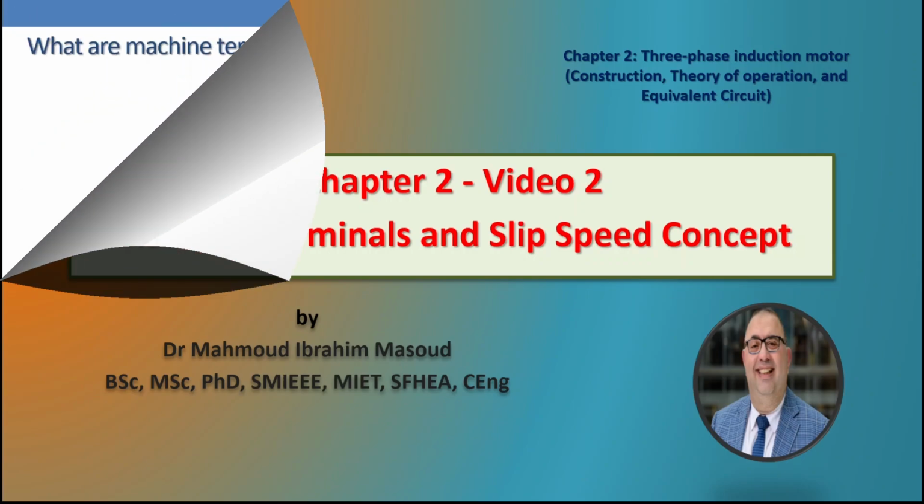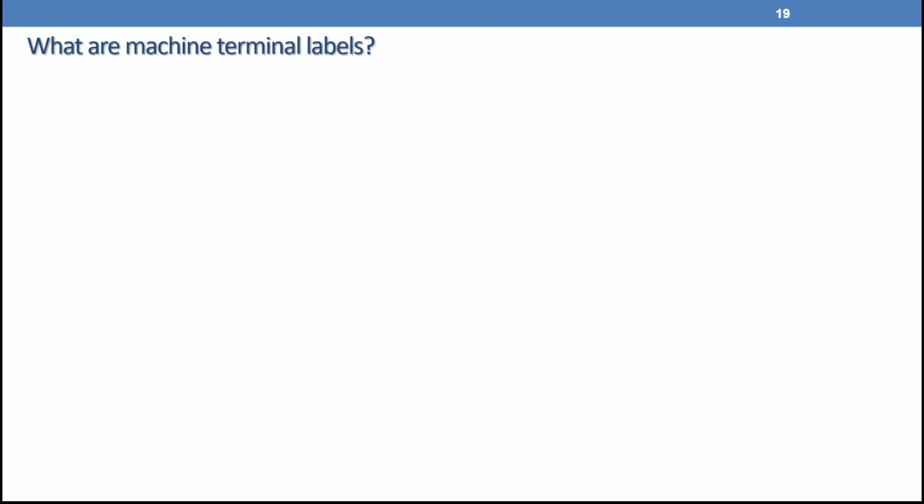Let me start the video with this question: what are machine terminal labels? Actually, one of my students asked me this question. We noticed during the lecture you use ABC as a label for the motor terminals of the 3-phase system. But when we visited the lab and looked for the machine terminals, we found UVW.